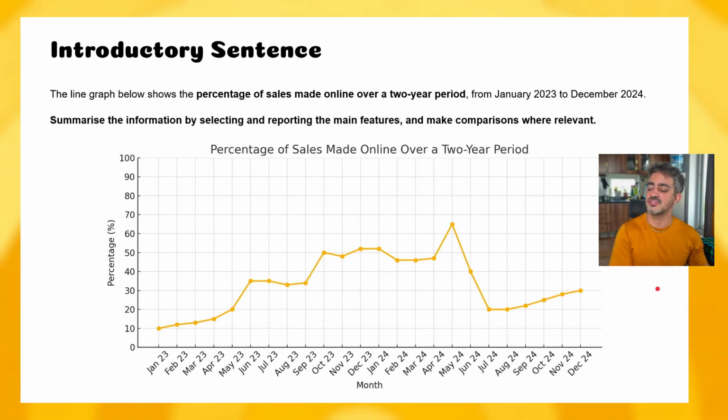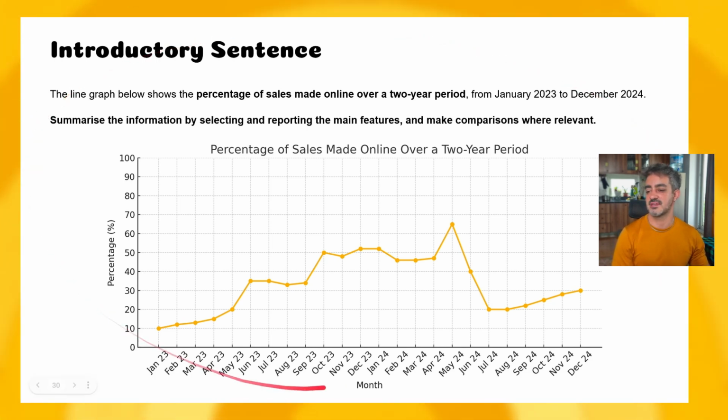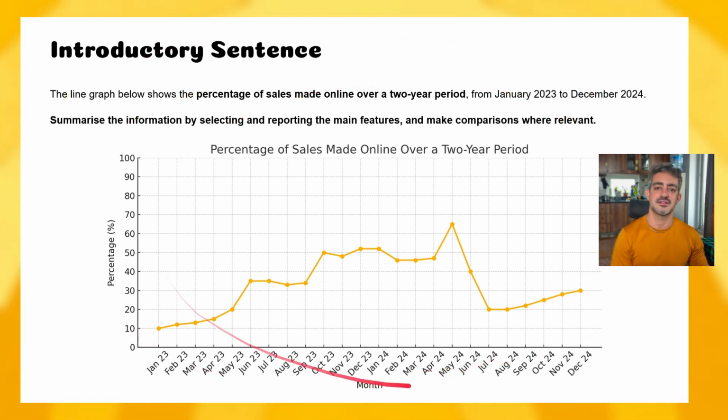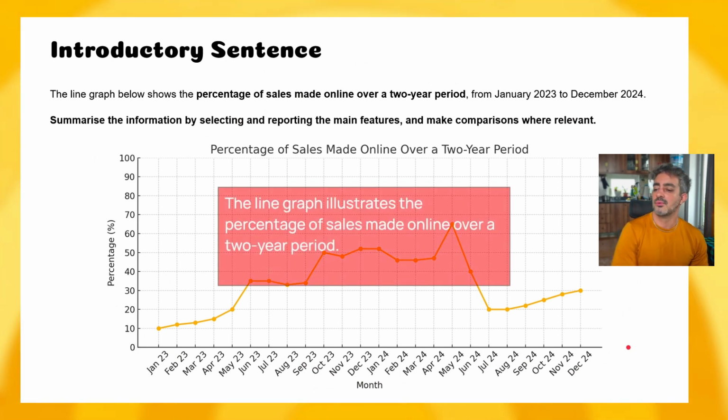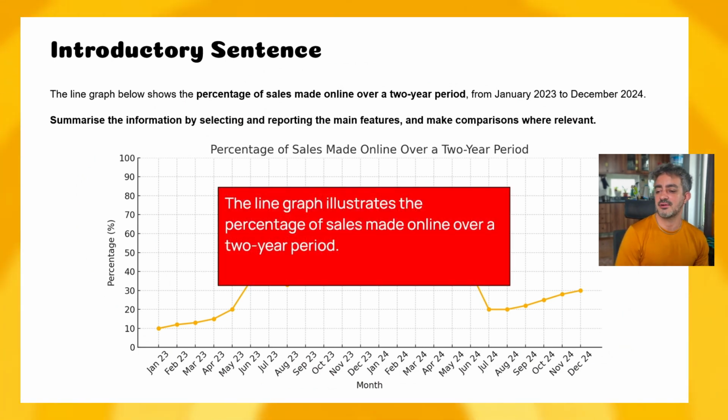So let's start with this introductory sentence. If we have this line graph here, we need to write an introductory sentence. How do we do that? Well, we might write something like this. The line graph illustrates the percentage of sales made online over a 2-year period. But what is the problem with this? There's a big problem here.